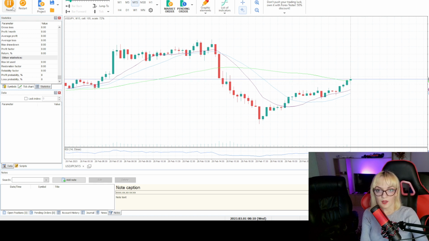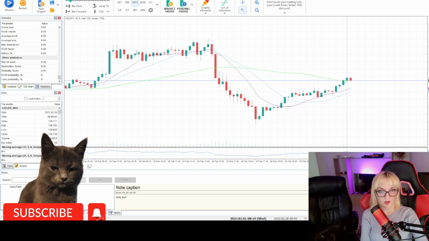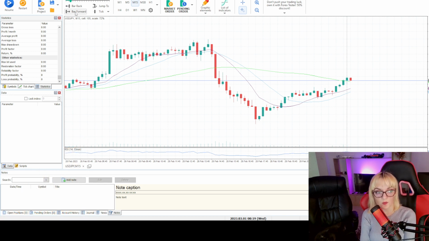However, now I will not use this type of testing, but will just use the bar forward, because what interests me in this strategy is the price closing of the candle. I actually execute my trades, let's say 30 seconds or 1 minute prior to the candle closing. So in order for me to be more accurate, I want to see the candle closing when we are going to open a trade.